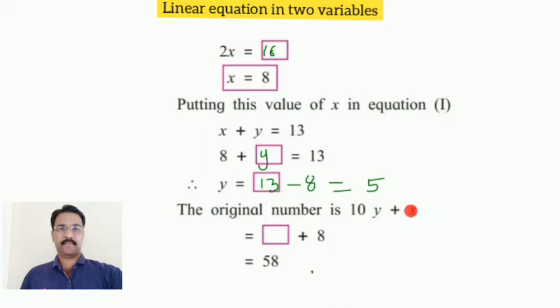After getting the y and x values, we can very easily get the original number, which is 10y plus x. Here y is 5, so 5 into 10 is 50, and x is 8. So 50 plus 8 is nothing but 58. That is our original 2-digit number. Understand, friends?